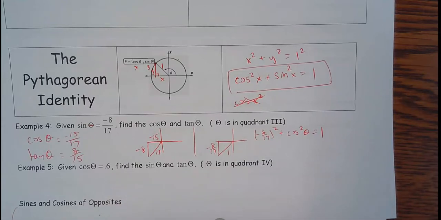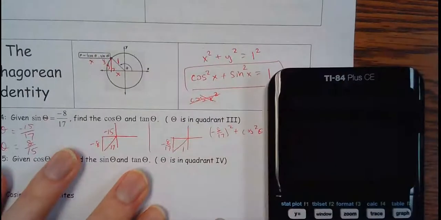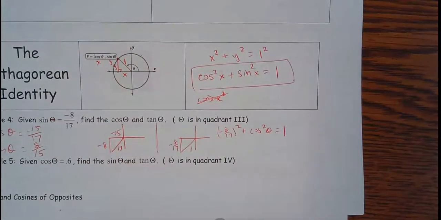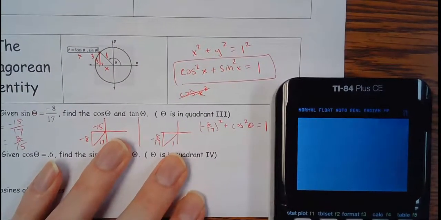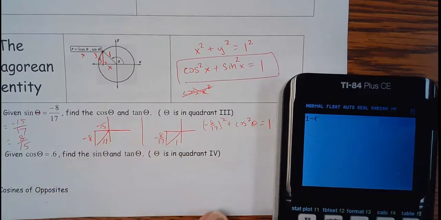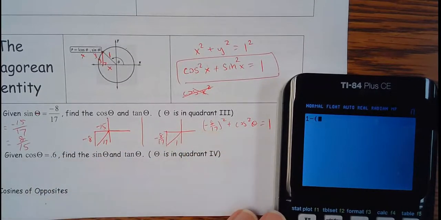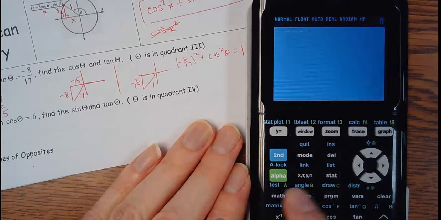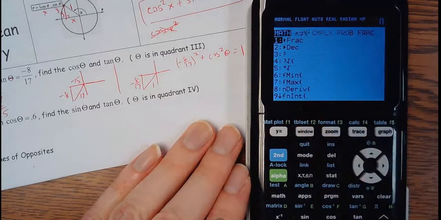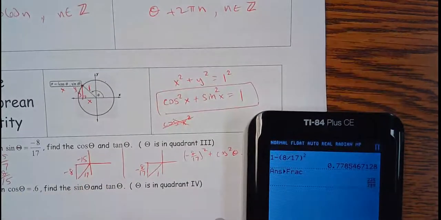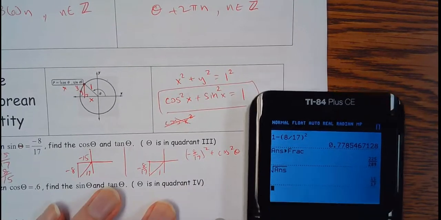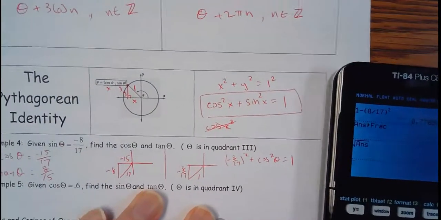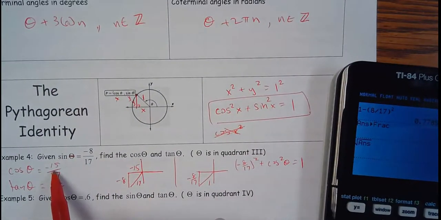Type it in your calculator. In fact, if I do this, it'll give me some decimals. So I'll take 1 minus, and in the parentheses, I don't really need the negative because my square is going away anyway. I get this decimal. And remember, if you push math and number 1, fraction, let's convert it back to a fraction for me. Oops, I forgot the square root. So square root of this answer. So it's 15/17, which is what we thought it was going to be, 15/17.